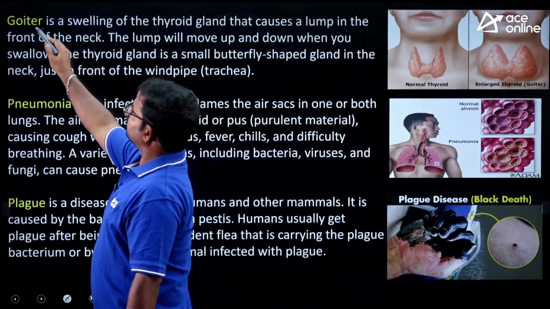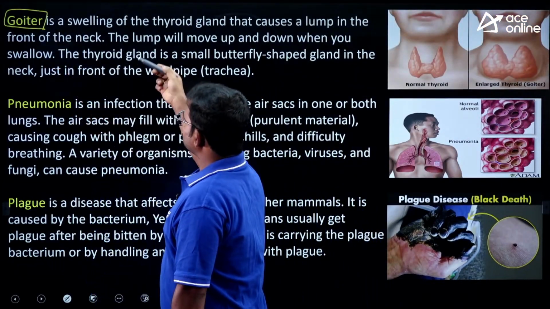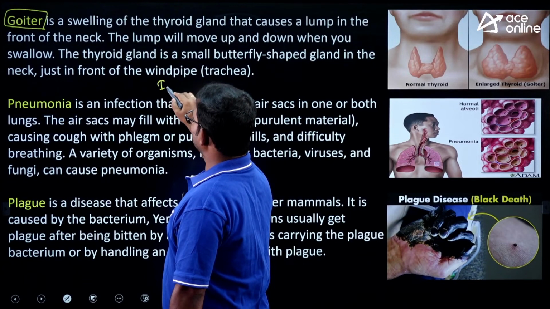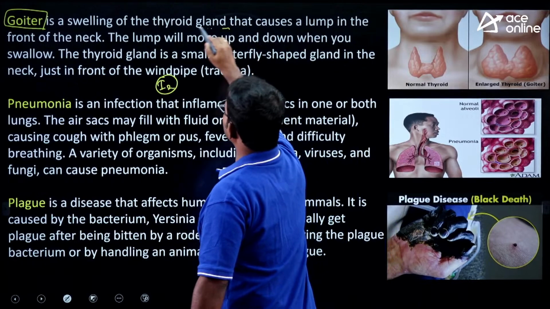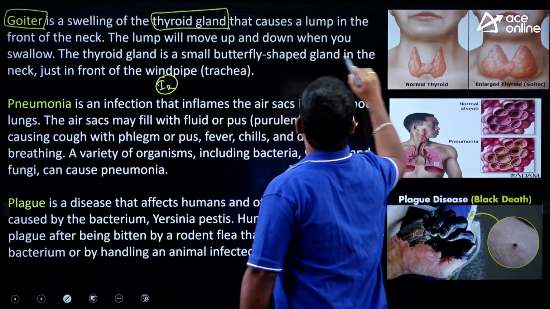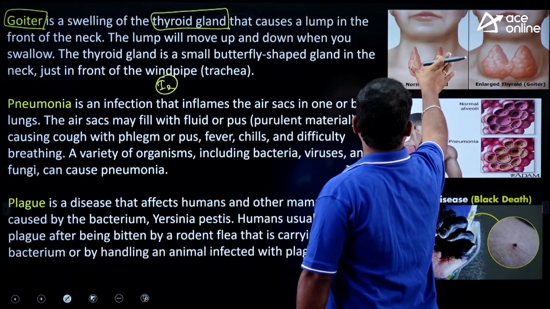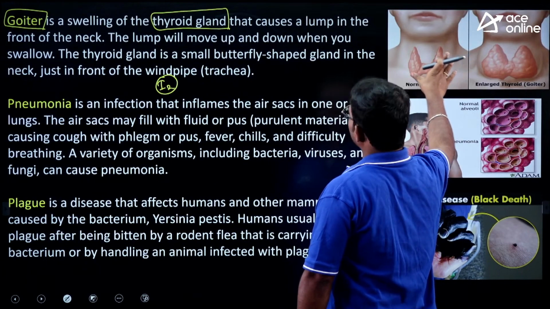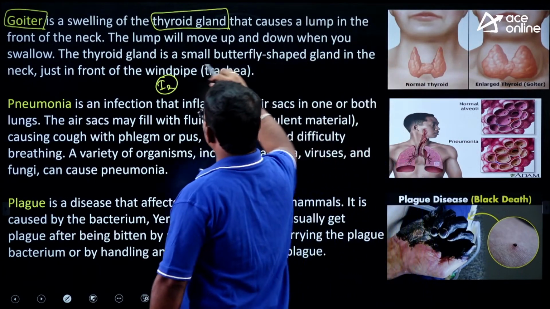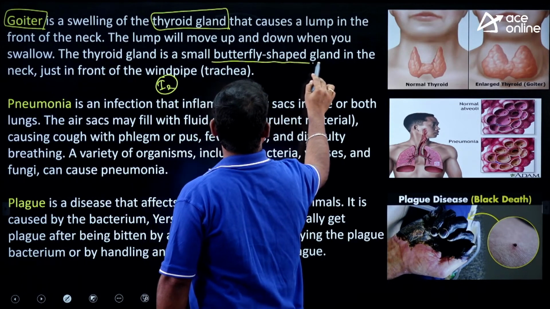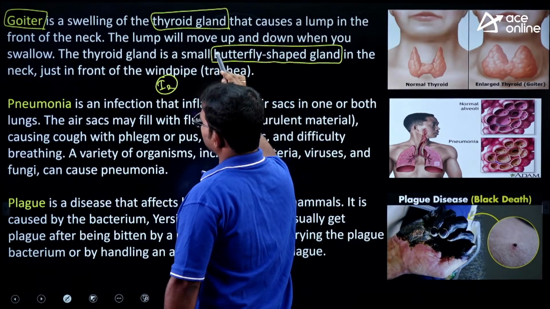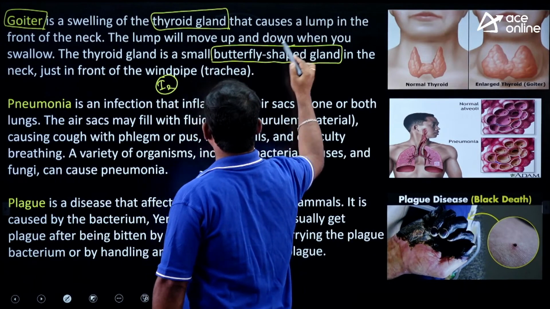If you consider goiter, it is mostly caused by the deficiency of iodine. Of course, we know the thyroid gland exists in this region. It looks like a butterfly. That's why it is also considered a butterfly-shaped gland. So this is the concept here.